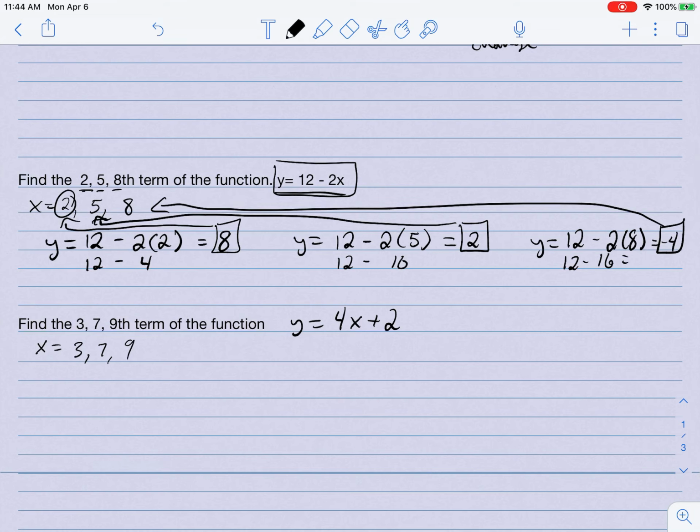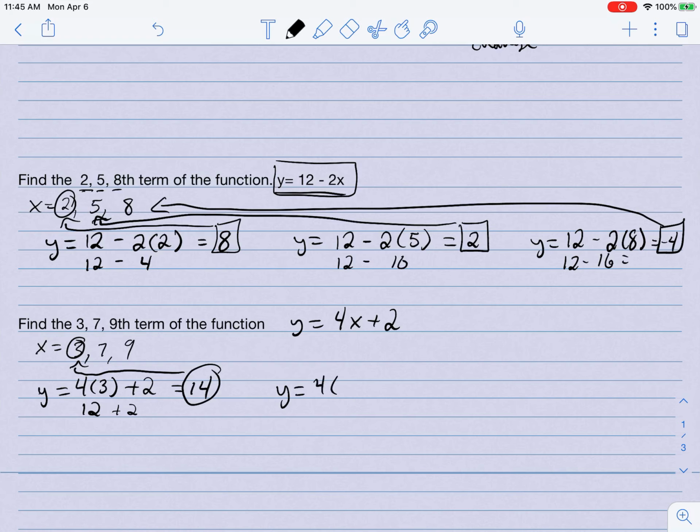Okay, last one. Go ahead and find your answers for 3, 7, and 9. Pause the video and then check back in when you're done. See if you got the same thing I did. All right, so y is going to equal 4 times 3 plus 2. So this is going to be 12 plus 2, which equals 14. So 14 goes with 3.